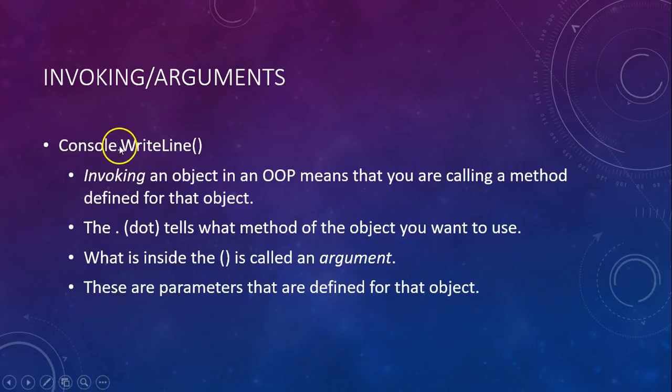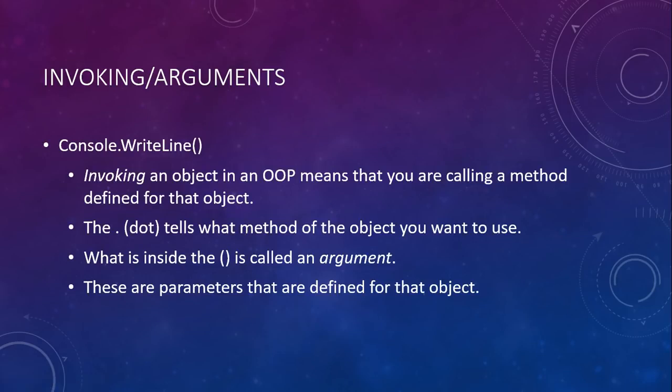So the dot right here between Console and WriteLine is telling the program what method of the object you want to use. So what function, what rule. Console is the type of object. WriteLine is what you want that object to do. Now, what's inside these parentheses will be what's known as an argument.